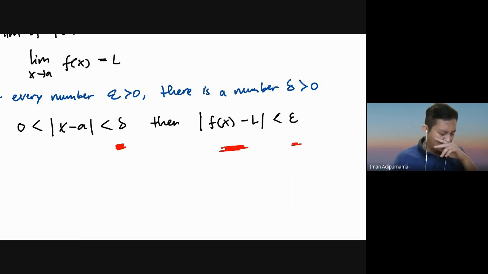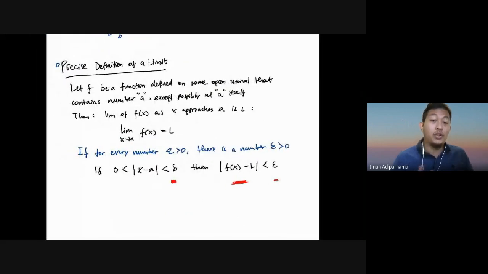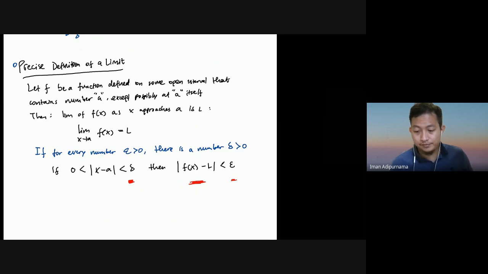Let's see what we can do from these definitions, and then we can prove some limit. Of course, because it's using assumption and proving, usually in this precise definition of limit, we are just using it for proving some simple limit that is easy to understand why we are doing that. Let me give you an example.